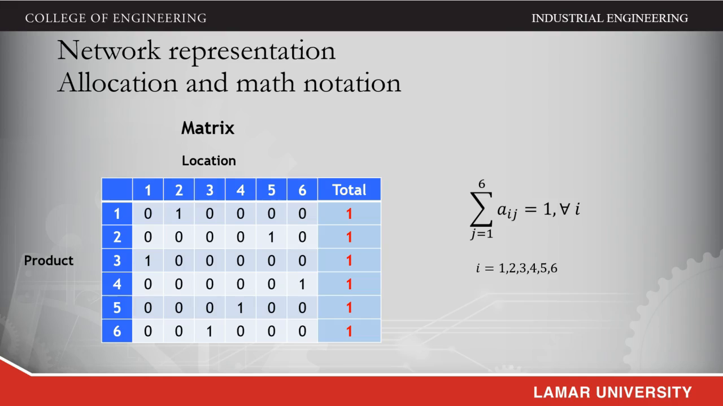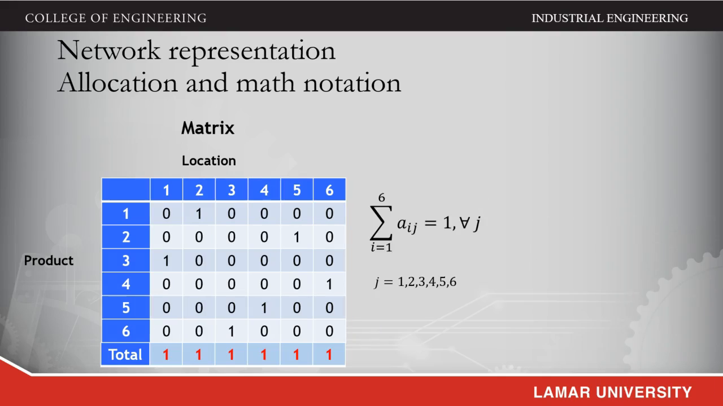There are some models where not all the nodes or vertices have the same constraints. In those cases, we can just write for i equals 1, 3, 4, 6, for instance. Using the same logic, we can now vary the location by adding all the corresponding products to make sure that each location has 1 product assigned.